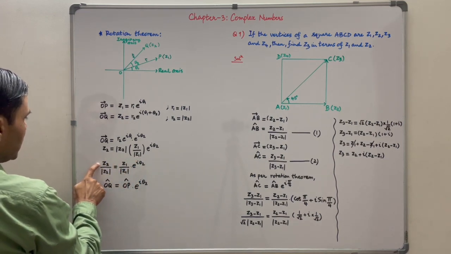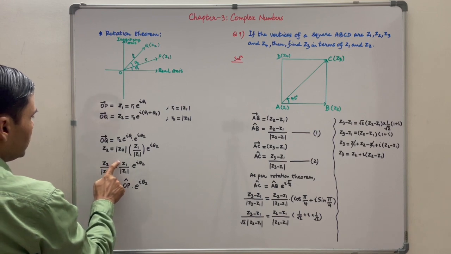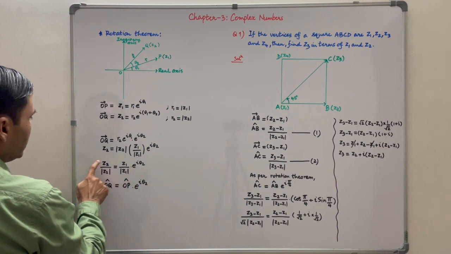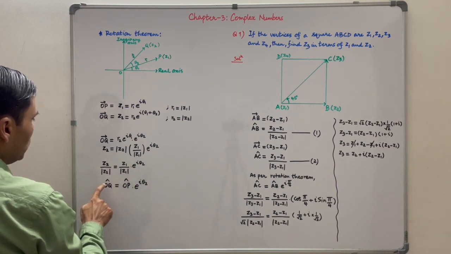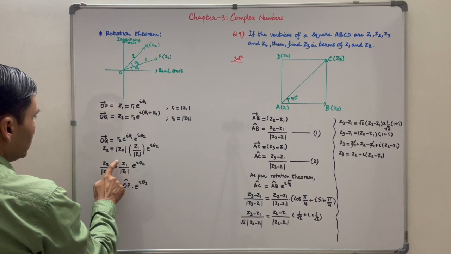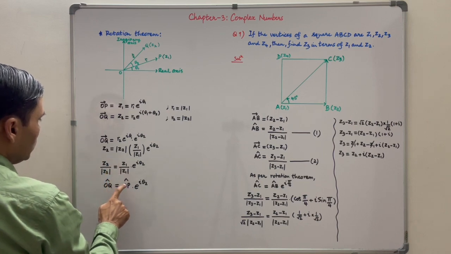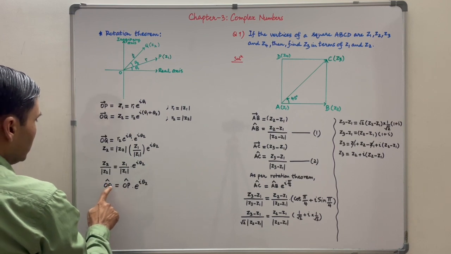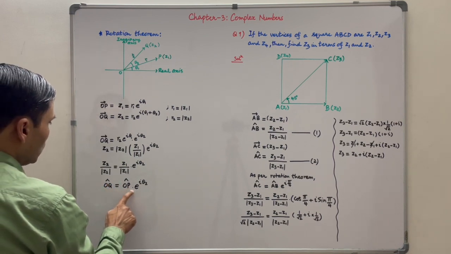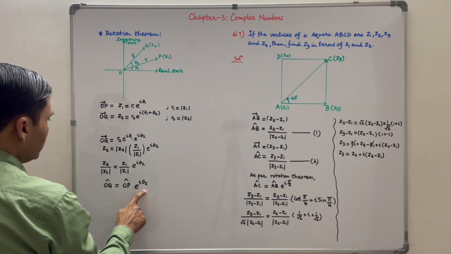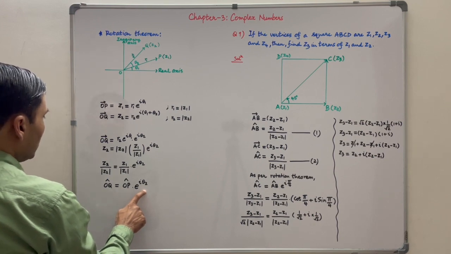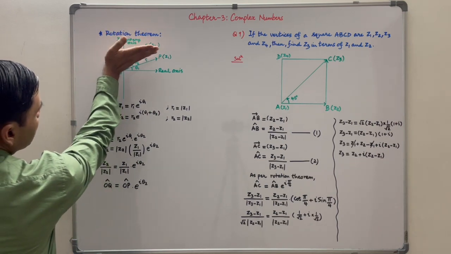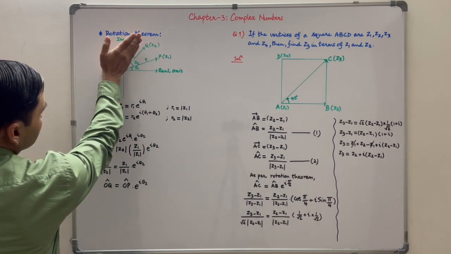So it will be Z2 upon mod Z2 is equal to Z1 upon mod Z1 into e to power I theta 2. Z2 upon mod Z2 is equal to unit vector OQ. Z1 upon mod Z1 is equal to unit vector OP. So we can write unit vector OQ is equal to unit vector OP into e to power I theta 2. This is known as the rotation theorem. What it means is we will get unit vector OQ by rotating unit vector OP by angle theta 2.